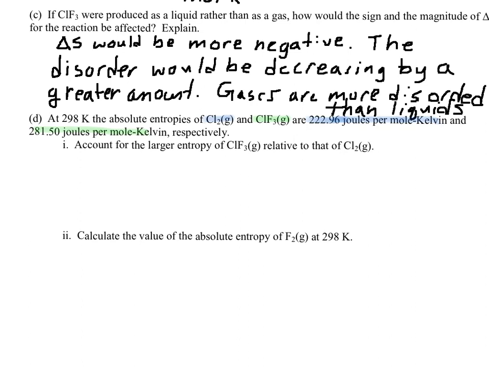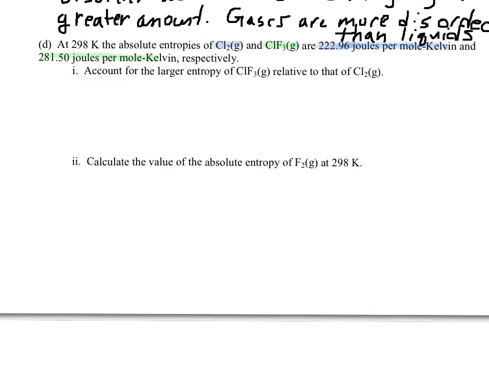And then on number 2, it wants us to calculate the value of the absolute entropy of F2 at 298 K. Remember, there's several ways you can calculate entropy, so you have to figure out what's the best way to do that. Since we've already calculated back in part B the delta S for the entire reaction, and since we now have the delta S standard for one of the products and one of the reactants, probably the best equation to use is this one here.